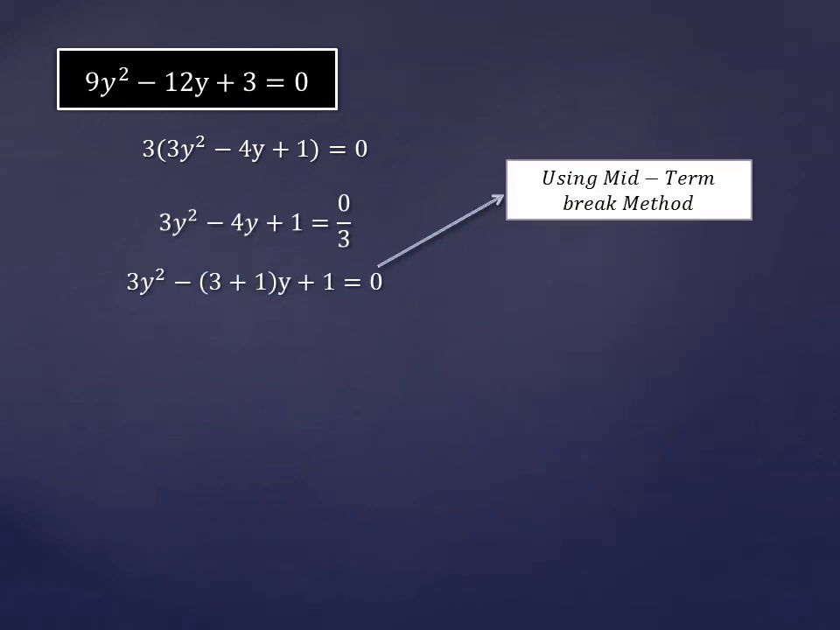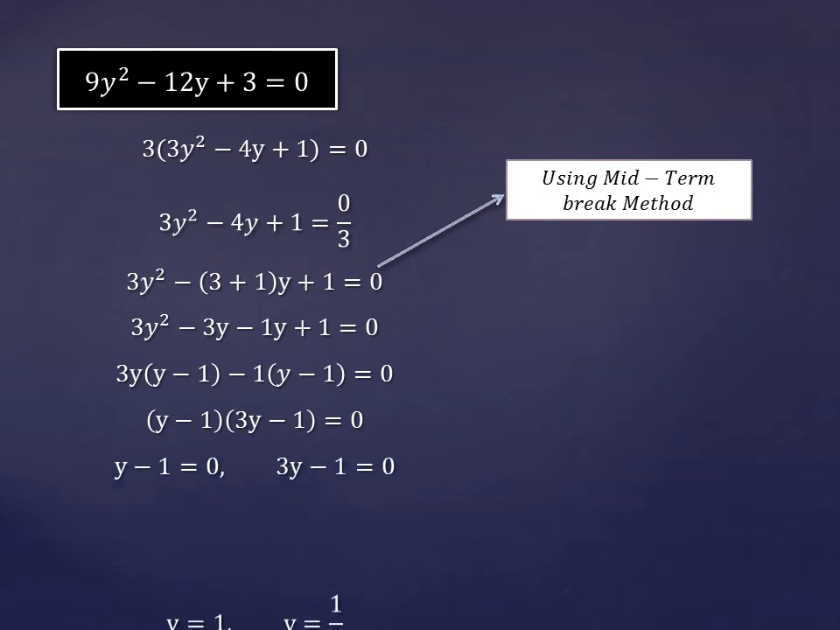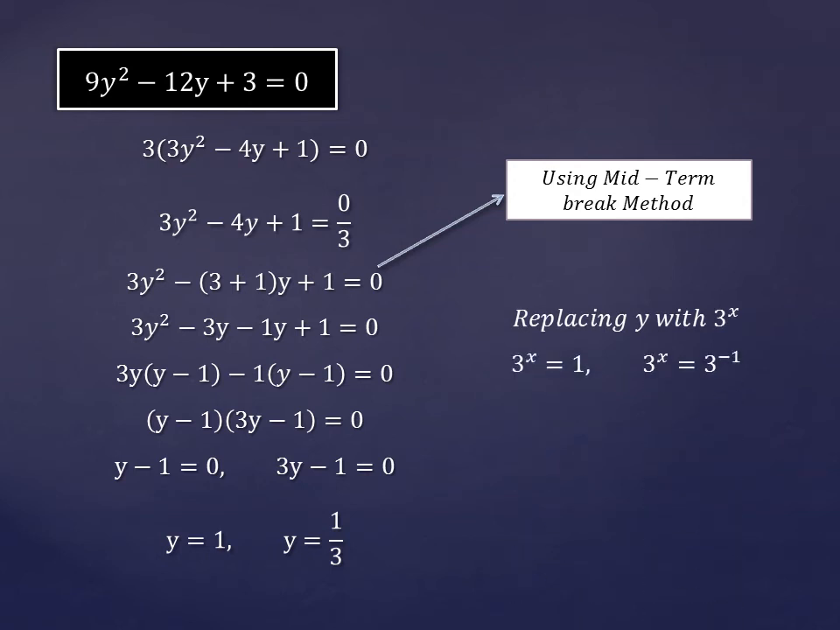Now we will break the midterm. Instead of writing 4, I can write 3 plus 1 because 3 plus 1 is 4 and 3 into 1 is 3. Opening the brackets, taking common from the first two and the last two digits, we will have the answer of y as y is equals to 1 and y is equals to 1 by 3. Replacing y with 3 power x, on the first side I will write 3 power x equals to 1 and in the second side 3 power x equals to 3 power minus 1. Why minus 1? Because I have taken the denominator to the numerator, so the power has changed its sign.